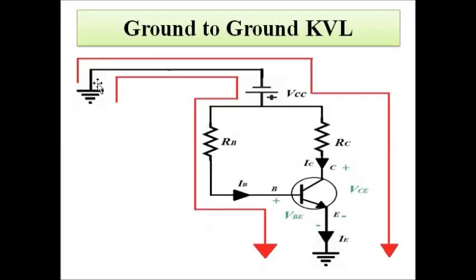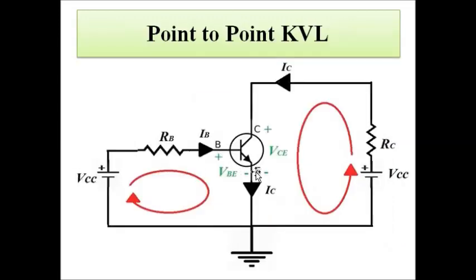So if you find the circuit in this way, it is best suited for application of ground to ground KVL, from one ground to another in one direction. If the circuit is drawn in this way, it is best suited for application of point to point KVL in clockwise or anti-clockwise direction, according to your comfort level, according to your choice. Always take these subtle things into consideration so that you do not make any errors while writing the KVL equations.